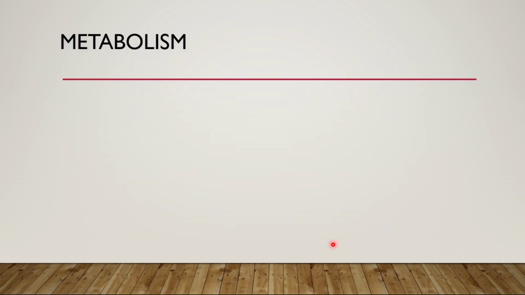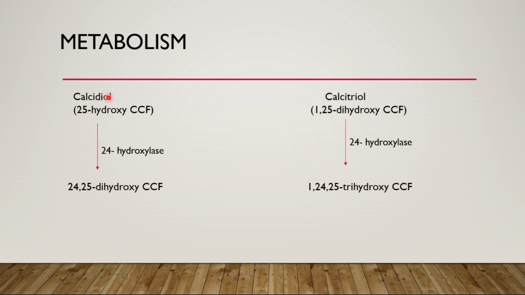Coming to the metabolism, both of these products, calcidiol and calcitriol, are acted upon by the same enzyme called 24-hydroxylase. As the name suggests, this enzyme will add one hydroxy group at carbon number 24. So 25-hydroxycholecalciferol becomes 24,25-dihydroxycholecalciferol, and 1,25-dihydroxycholecalciferol becomes 1,24,25-trihydroxycholecalciferol, and these are the inactive metabolites.